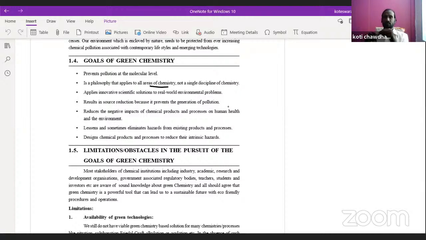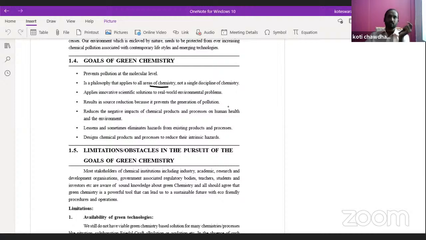Okay, next: design chemical products and processes to reduce their intrinsic hazard. The same thing. Whenever we design a chemical product or process, we need to keep in mind that we must eliminate any kind of hazard and any kind of byproduct. That will automatically reduce their intrinsic hazards.